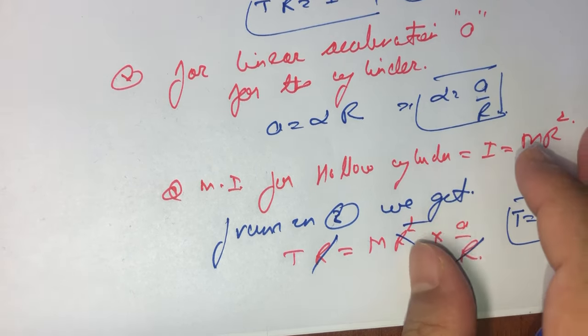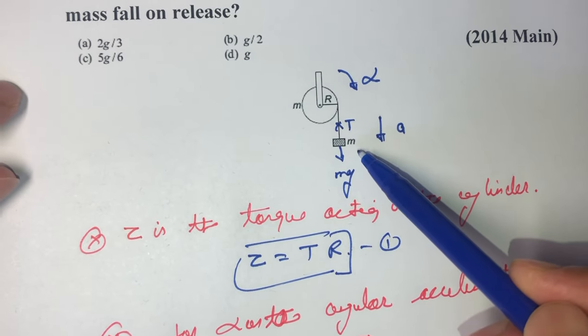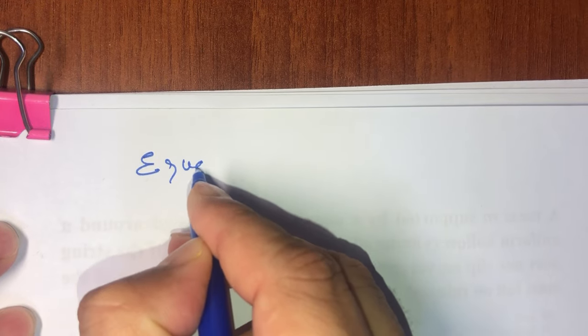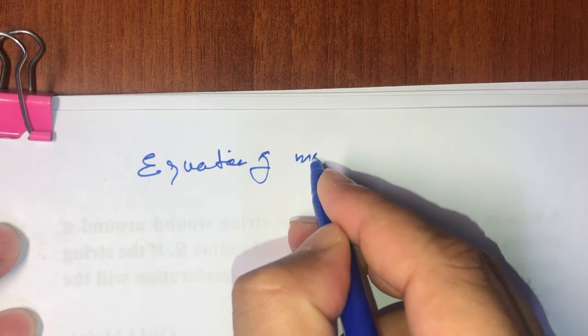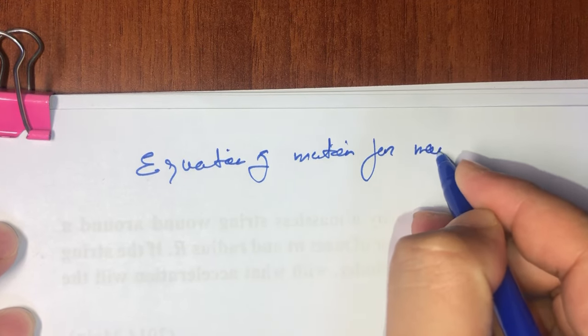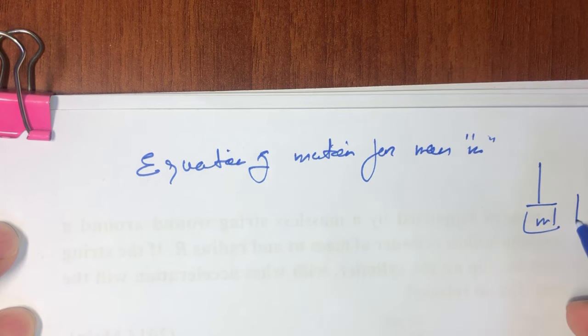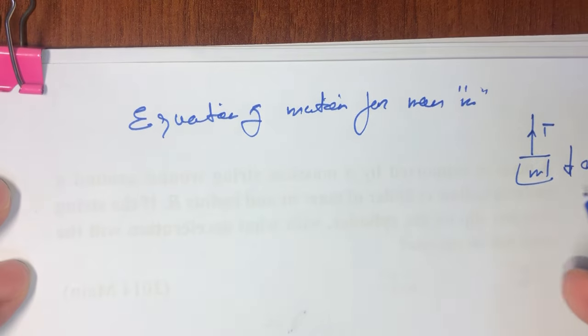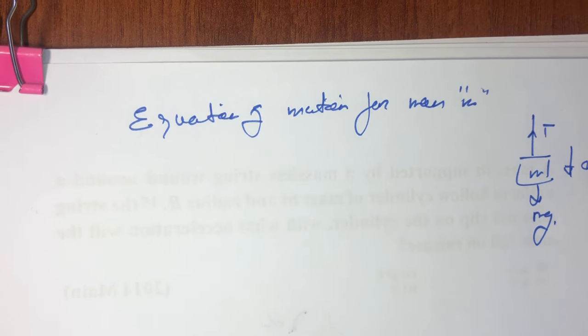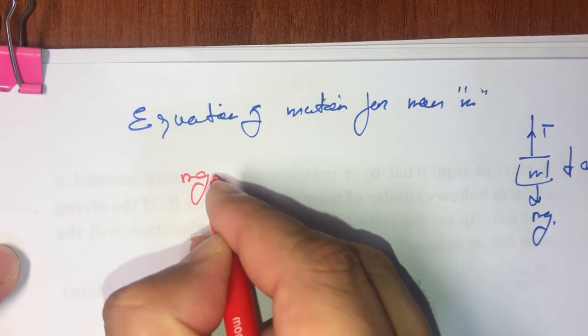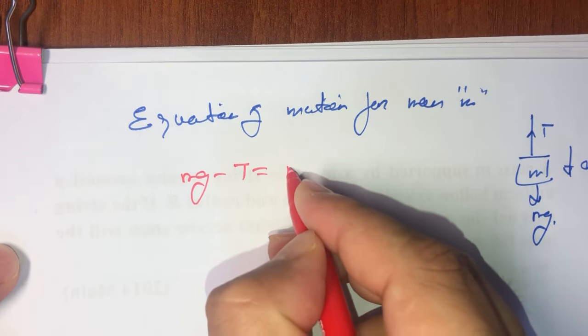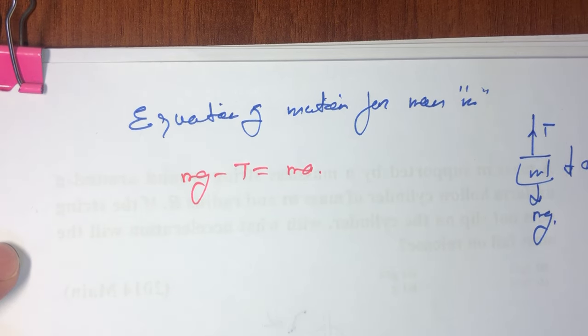Now if we write the equation of motion for the mass m, which is moving in downward direction, this is our mass m moving downward with the acceleration of a, and we have tension T upward. Downward we are going to have mg. So, the equation of motion will be mg minus T is equal to ma, and we already proved that tension T is equal to ma.